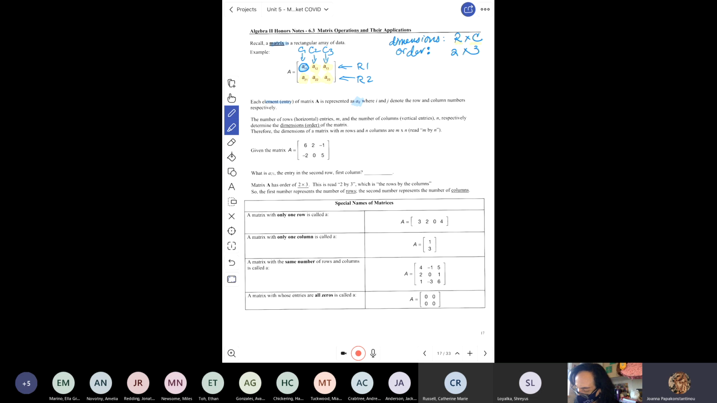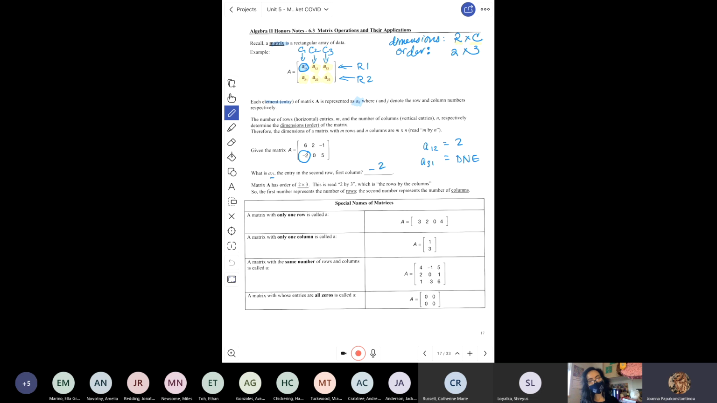So let's say I give you this matrix A, and I ask you, what is the entry in the 2, 1 position? So that's the second row, first column. You would say it's -2. Right? So what if I ask you what is in the 1, 2 position? What would you say? 2. What is in the 3, 1 position? It does not exist, right? There is no third row. So be careful, right? Row number is first.